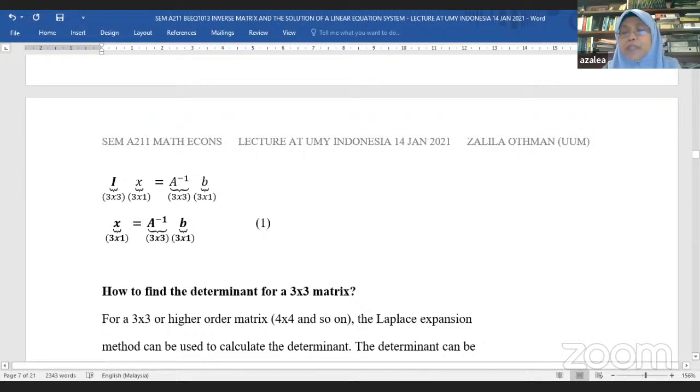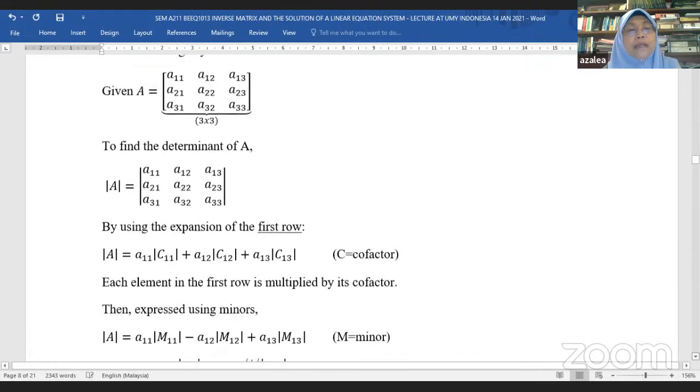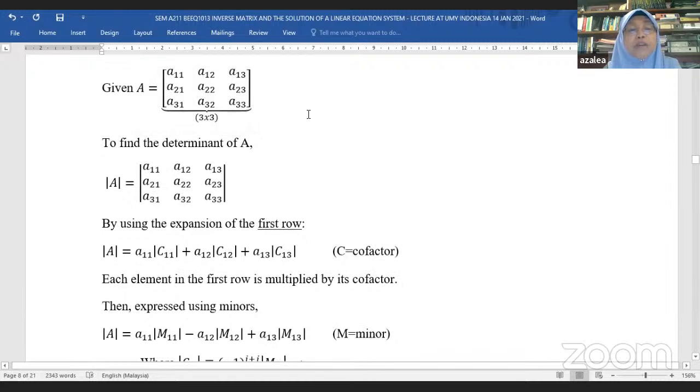Remember, we need to test for the solution using the determinant. For a 3 by 3 matrix, finding the determinant is one way using the Laplace expansion method. Actually there are other ways, but I'm just going to show you the Laplace expansion method. The determinant can be calculated using any row or any column. That means you can find the determinant using the expansion of any row or any column. Usually we choose the row or column that has the most 0 or 1, because then the calculation will be made easier. If the element is 0, then we don't need to calculate that, because 0 times the cofactor will be 0. So that one will drop out from the calculation.